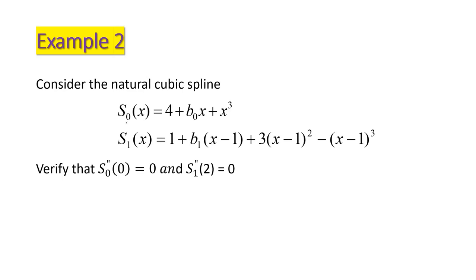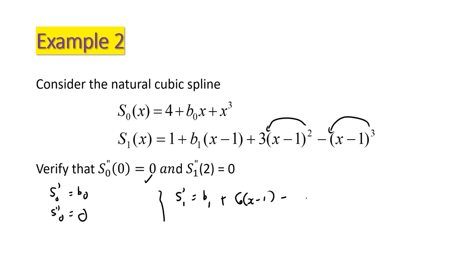So we need to find the second derivative for S0. First of all, we find S0 prime. We differentiate with respect to x, we have B0. Differentiate a second time, we have 0. So this is the proof. Then we find the first derivative for S1. Differentiate with respect to x, we have B1, this will be 3 times 2, so 6 times (x minus 1). And then minus 3 times (x minus 1) squared.